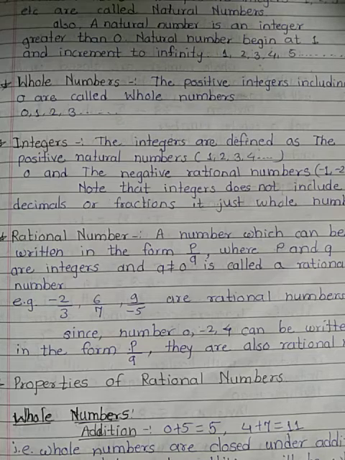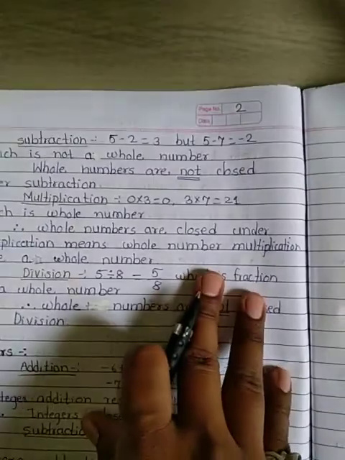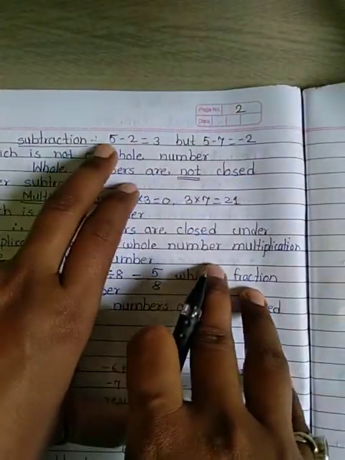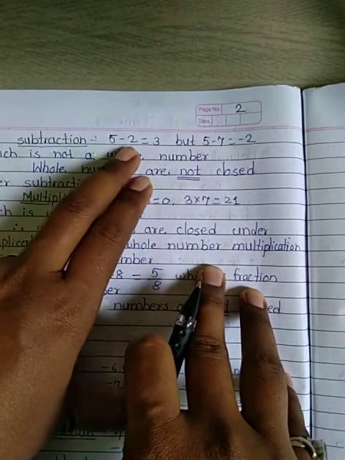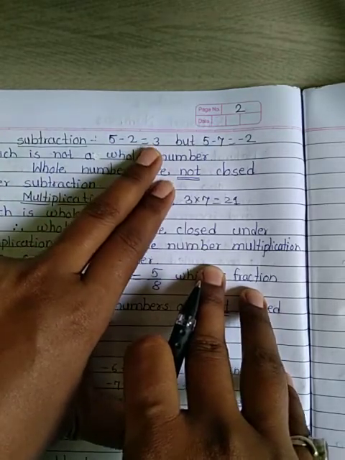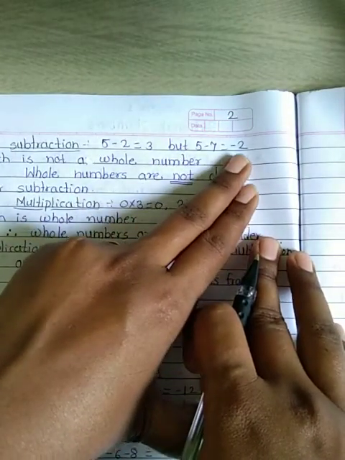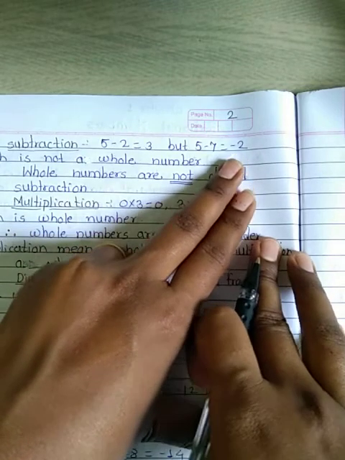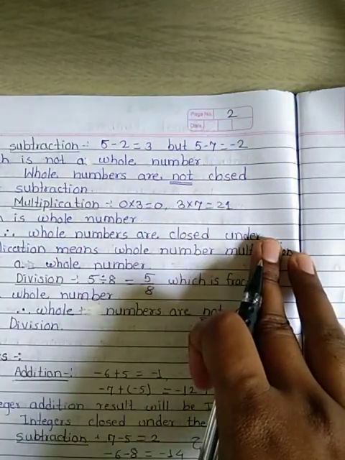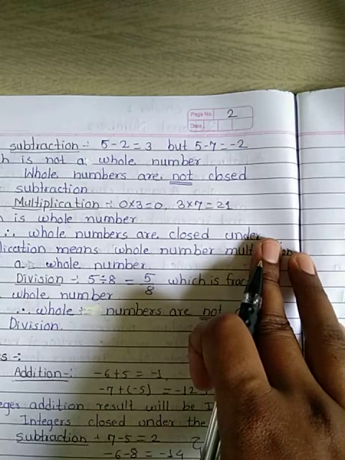Next point is subtraction. If we subtract 2 from 5, both are whole numbers, the answer will be 3. If 5 minus 7, then the answer will be minus 2. Minus 2 is not a whole number, it is an integer. So whole numbers are not closed under the subtraction.